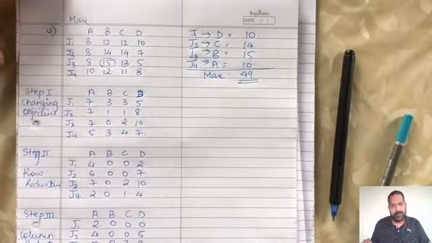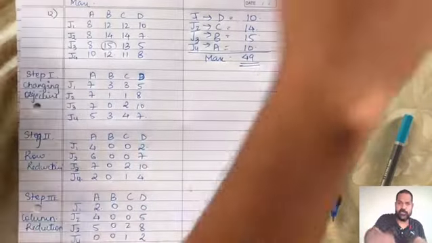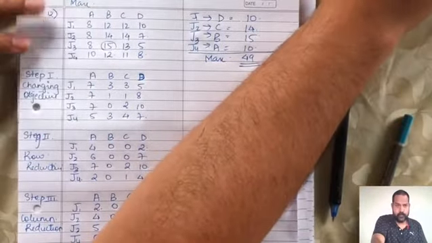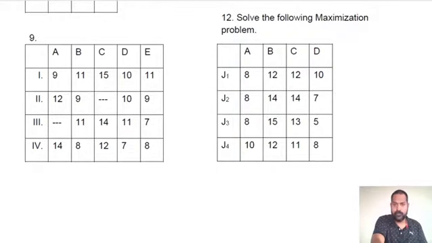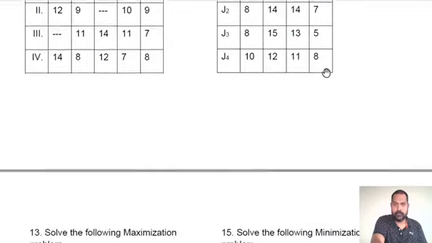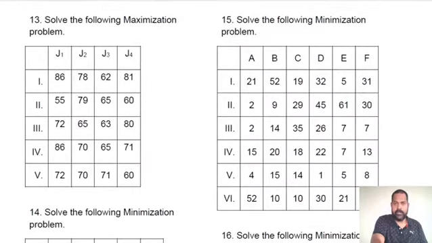Let's move on to the next question. This is question number 12. Let's come to question number 13. Solve the maximization problem. Again, they want you to maximize this.